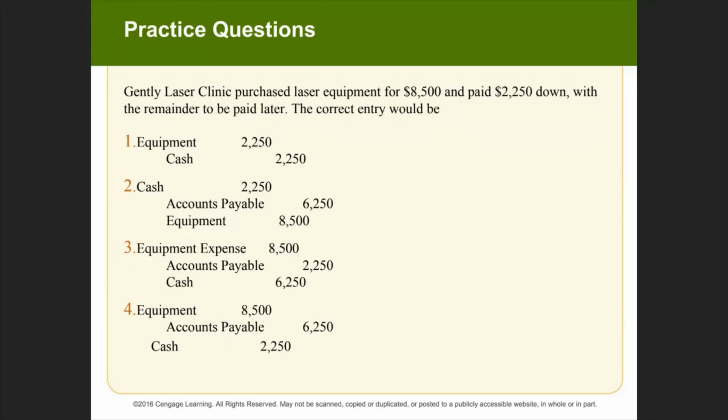So your equipment, you record that at the full amount of the equipment. So we've got that 8,500. We paid 2,000 in cash, and then 6,000 went to our accounts payable account. So this is your answer: debit equipment, credit accounts payable, credit cash.